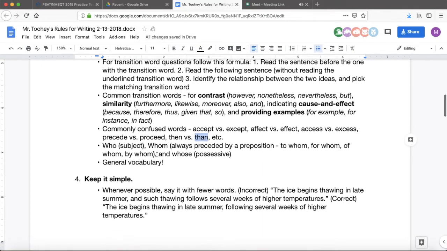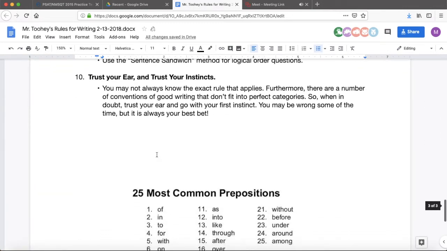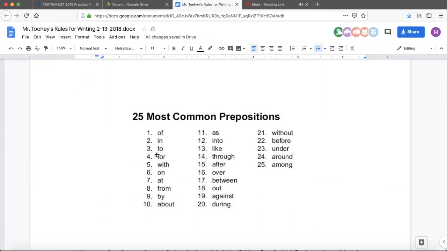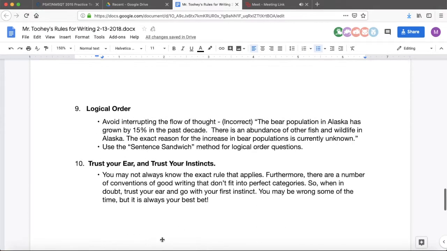So examples of prepositions: to, for, by, near, of, in. I've got a list of prepositions on the rules for writing at the end, the 25 most common prepositions. I do recommend you study this, especially the first 10. Prepositions describe the relationship between two things, right? You could say you are walking to your house, or you are in your house, or on top of your house, or at your house, or coming from your house. Two things have a relationship. Prepositions describe the relationship between those two things. So if it's preceded by a preposition, you need whom.